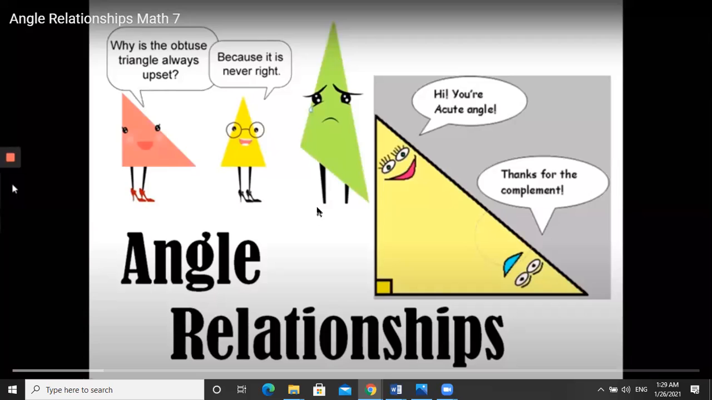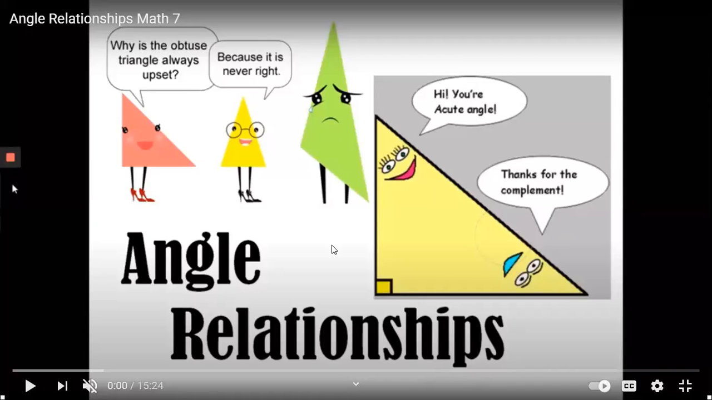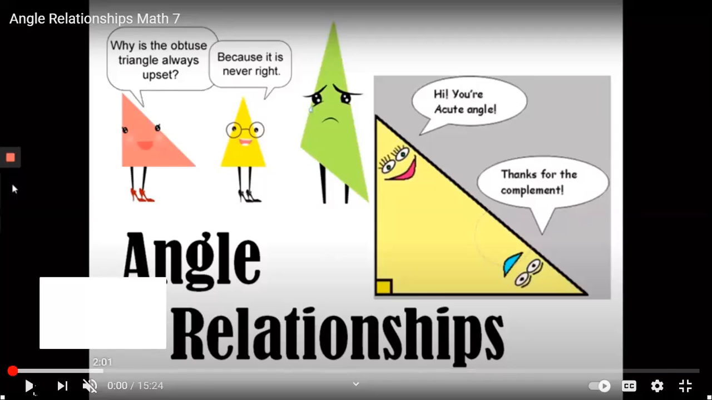If you look at the right angle triangle, you will find two acute angles. Each one is a complement of the other, and today we are going to learn the meaning of complementary angles. So today, inshallah, we are going to talk about angle relationships. So what is an angle relationship? We will see together.